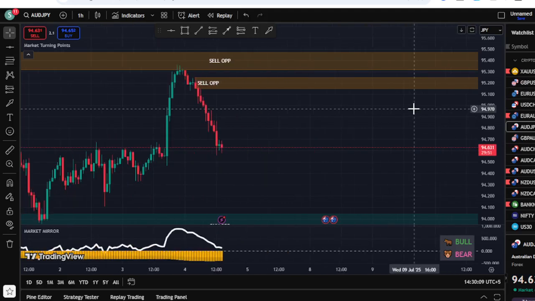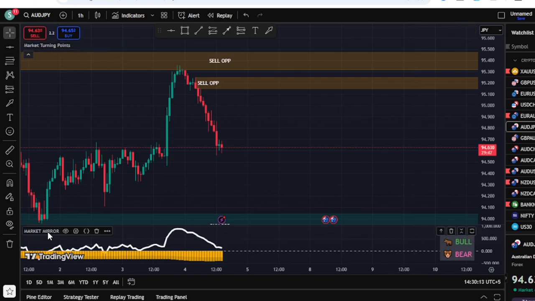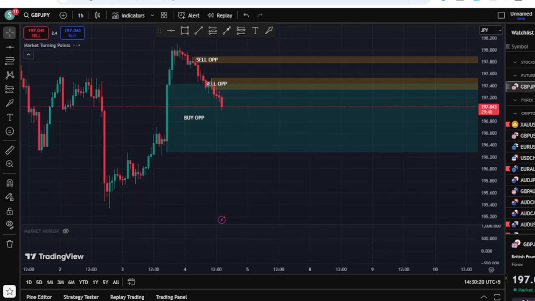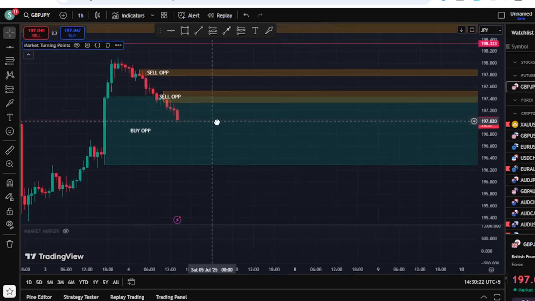I'm going to talk about the one indicator that rules all indicators, and this is one of the perfect indicators. The name of the indicator is the Market Turning Points. As you can see on the screen, this is a level-based indicator. Now I can show you why this indicator is very powerful, because it has real-time levels.